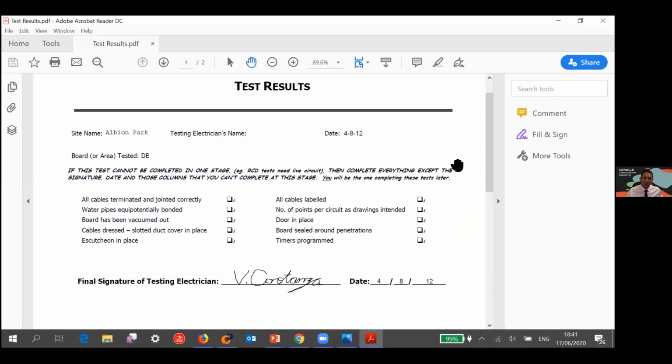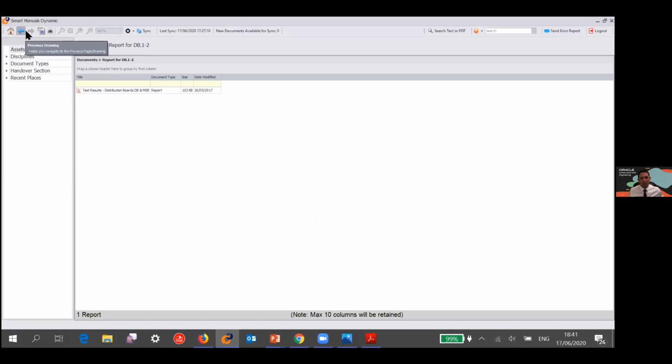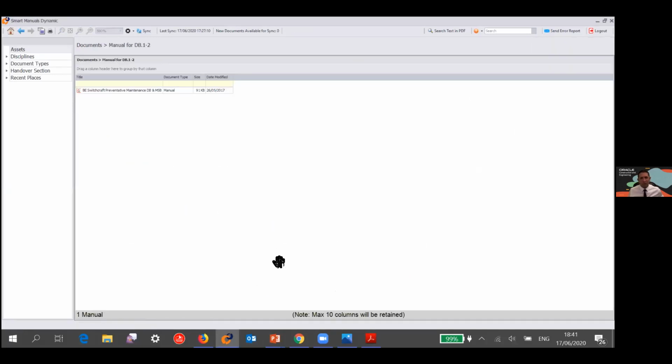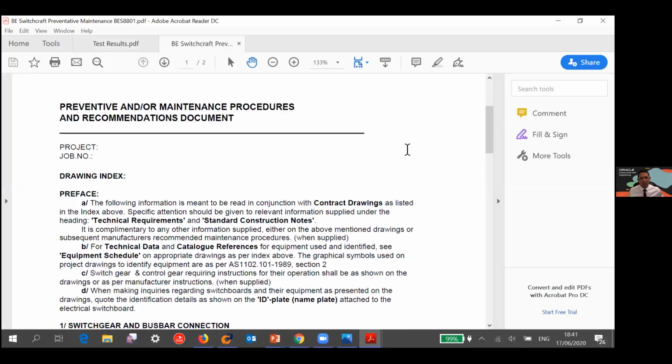So again, the system will give you that. Did we terminate all the keyboards? And more importantly, we want to be able to show how we maintain this, because what is the maintenance manual that we need to follow? So the maintenance manual is there.